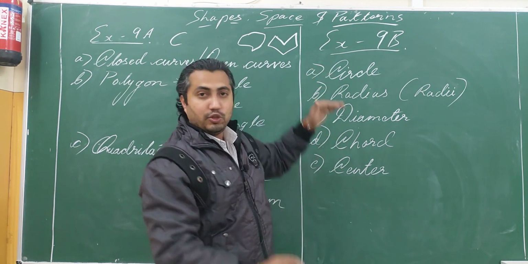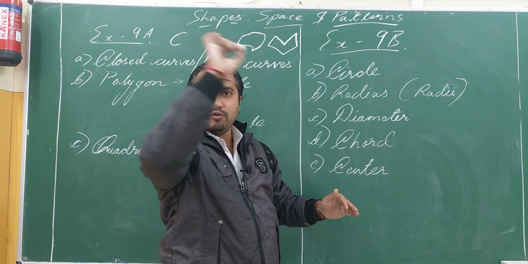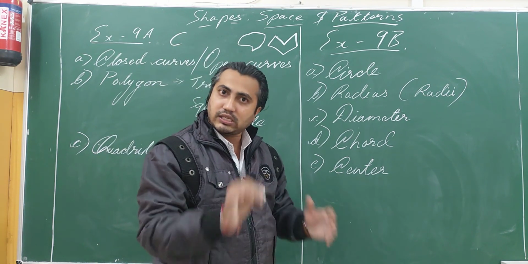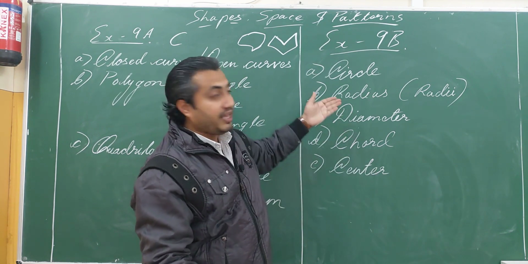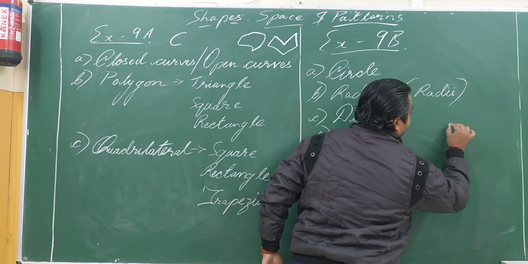Now, you know what a circle is? A perfect round figure is called a circle. Now, what are the different parts of a circle? First is radius. Let me try to draw a circle here.